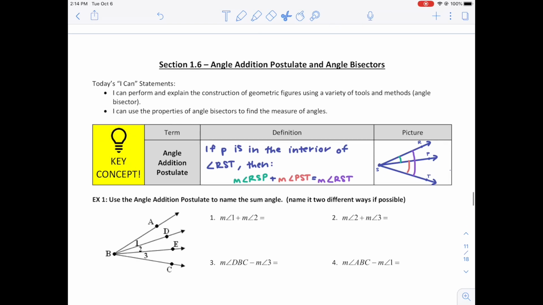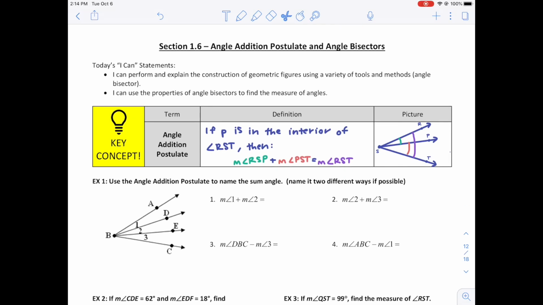Okay guys, so this is section 1.6, the angle addition postulate and angle bisectors. Today's I can statements are: I can perform and explain the construction of geometric figures using a variety of tools and methods. We're talking specifically about angle bisectors with that I can statement. And I can use the properties of angle bisectors to find the measures of angles.